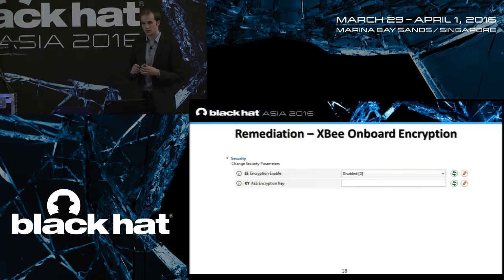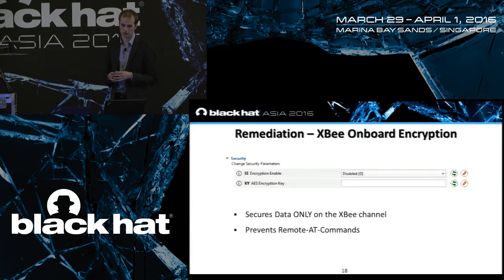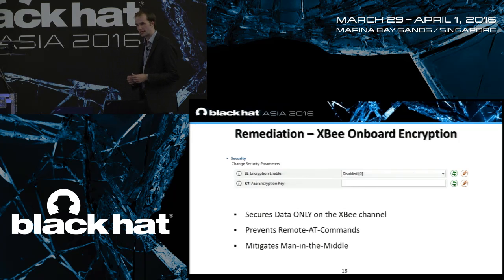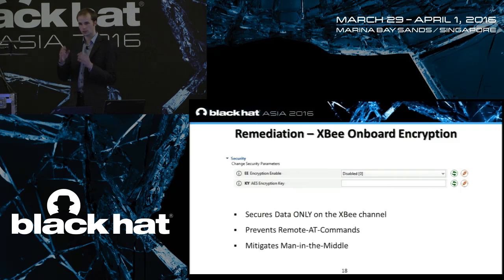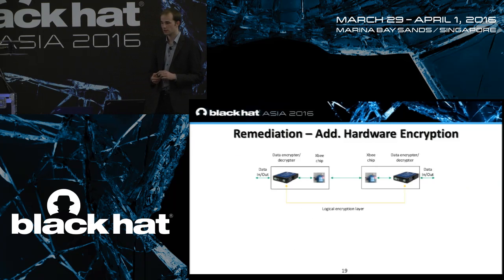This would disallow the attacker to send a remote AT command and therefore secures the data on the XBee channel. So as I said, it prevents remote AT commands and it therefore also mitigates the man-in-the-middle attack. However, the manufacturer is not able to use this mitigation because additional encryption on the chip decreases the bandwidth and it increases the latency of the chip, which is why he can't use it and why we suggested another countermeasure.